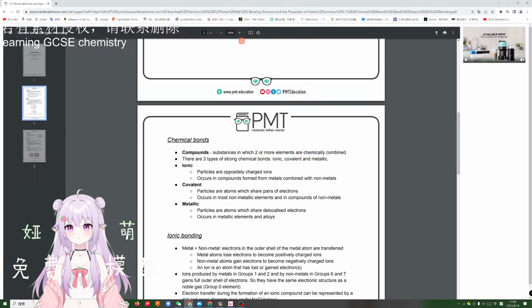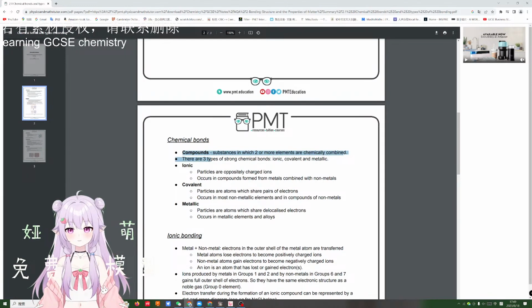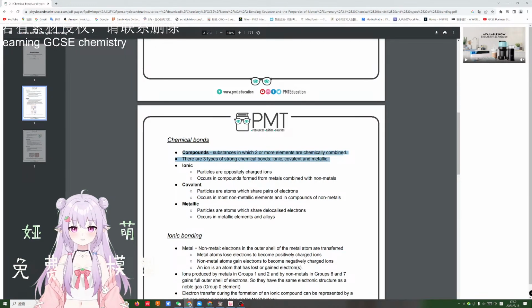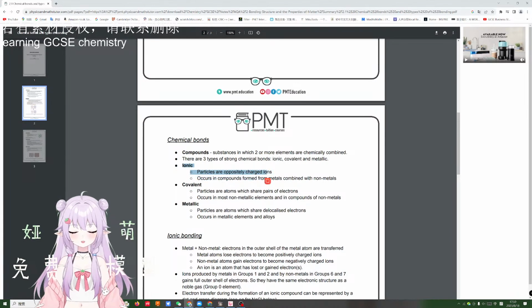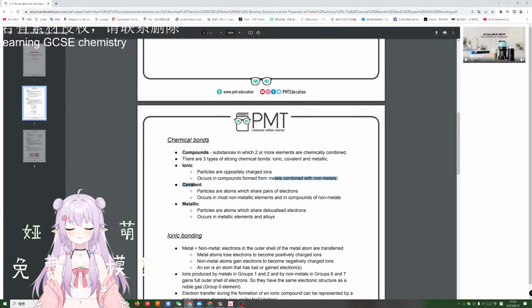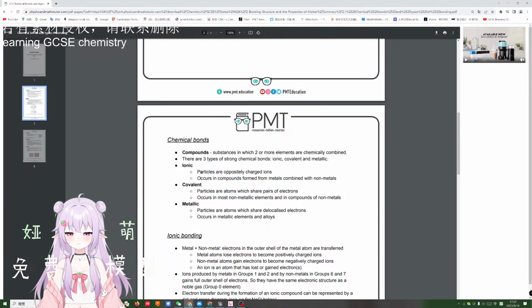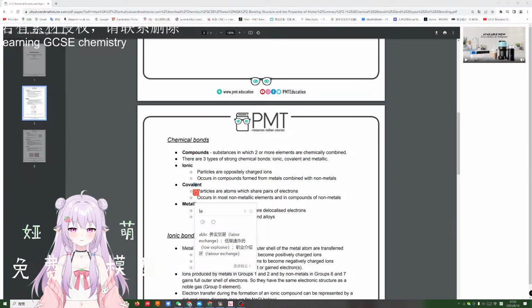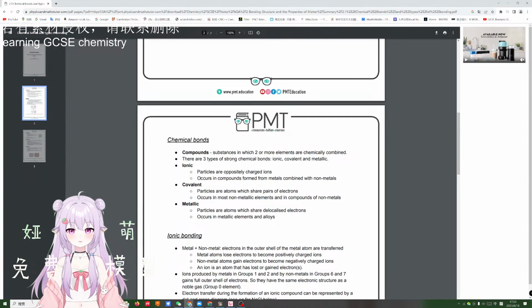Chemical bonds, compounds: a substance in which two or more elements are chemically combined. There are three types of strong chemical bonds: ionic, covalent, and metallic. For ionic bonds, the particles are oppositely charged, and they occur in compounds formed from metals combined with non-metals.